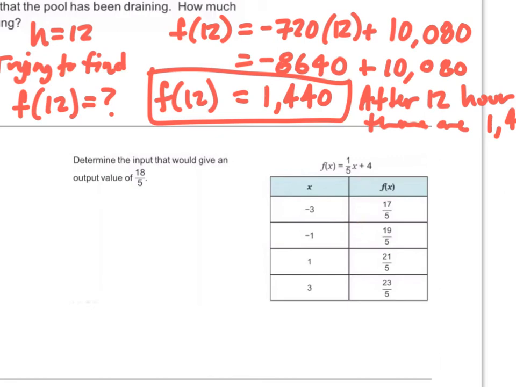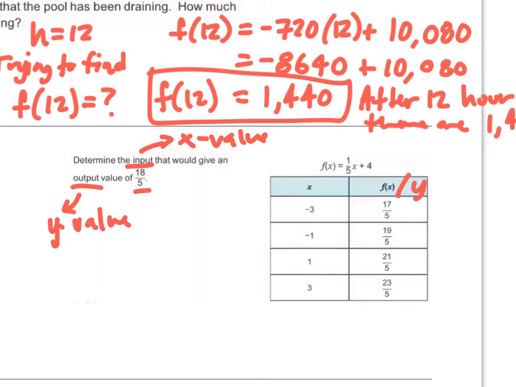but let's just think about this, okay? Even though it has these words, determine the input that would give an output of 18/5. So input, that word, is an x value. Output value is a y value. All right? So you have your x value, you have your y value. The y value, and I'm going to say that f(x) is equal to 18/5. Okay? Then what is x equal to?